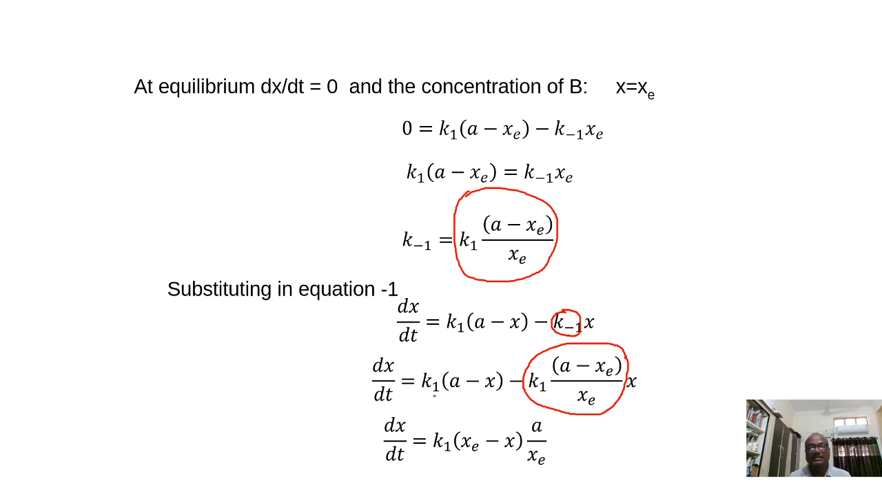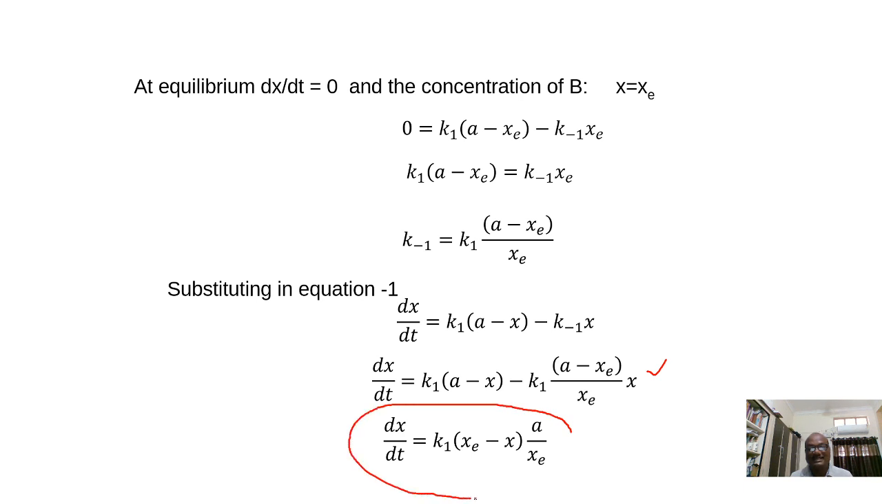So dx by dt is equal to K1 into (A minus X) minus K1 into (A minus Xe) into X divided by Xe. After simplifying this equation, what do we get? The LCM will be Xe, so that we can simplify this equation. Dx by dt is equal to K1 into (Xe minus X) into (A by Xe).